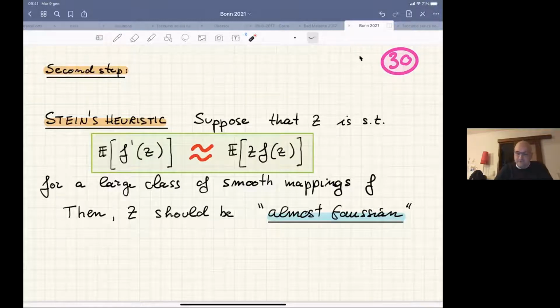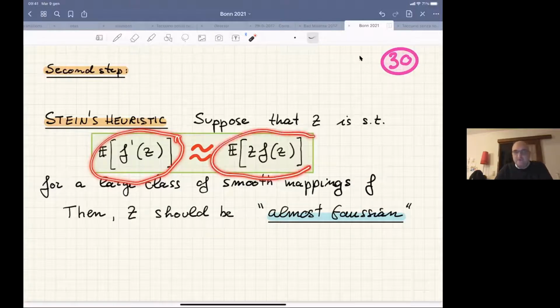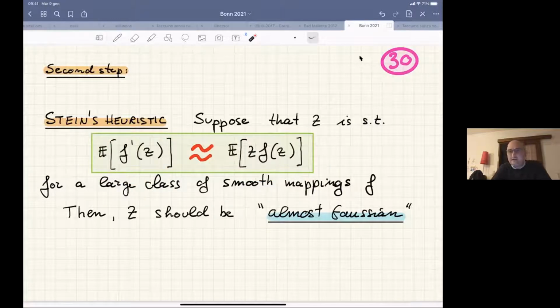Suppose that you have a random variable Z such that the desired equality between the expectation of f prime of Z and the expectation of Z f(Z) is not exactly true, but is close to being true for a large class of smooth functions f. This means that the difference between these two quantities is small, and actually uniformly small, over a sufficiently large class of smooth mappings f. Then the heuristic, which is the starting point of Stein's method, is that the distribution of Z should be close to the Gaussian distribution in some sense.